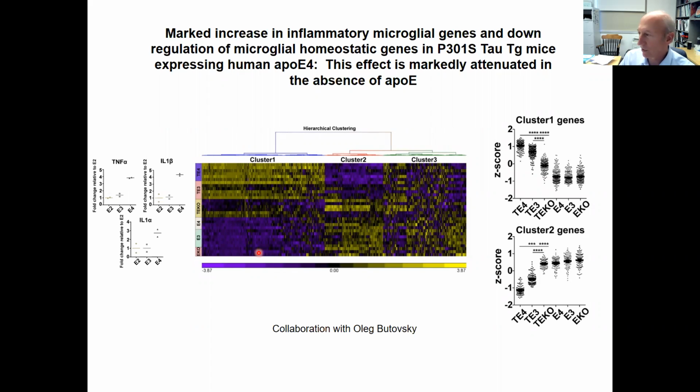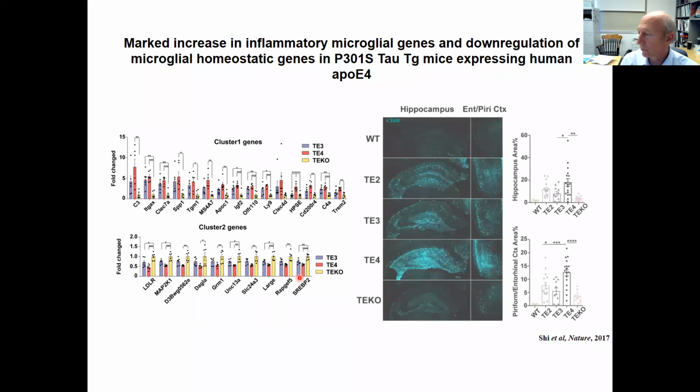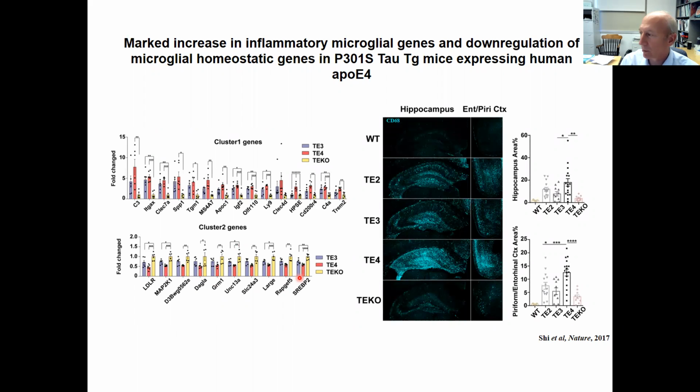So what's going on with these genes? It turns out that many of the top cluster 1 genes are subsequently what many people began to call disease-associated microglial genes, such as complement C3, TREM2. And these cluster 2 genes are now what many people call more homeostatic related genes in microglia, things that regulate lipid metabolism like LDLR, SREBP2. And if you stain the brain with a marker for activated microglia like CD68, you can see this huge increase in the tau E4 mice, which is mostly blocked in the absence of APOE.